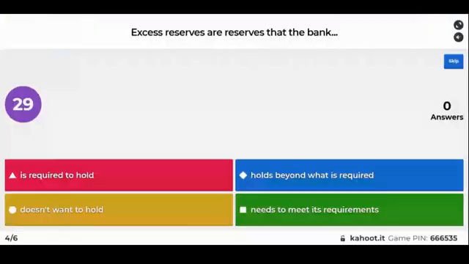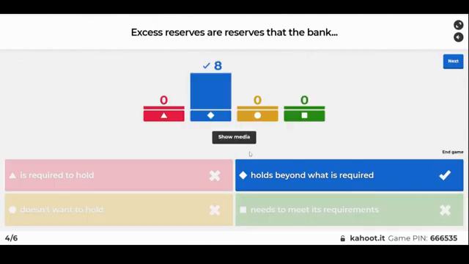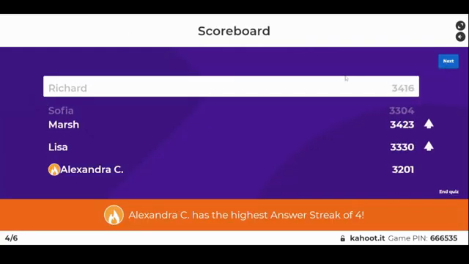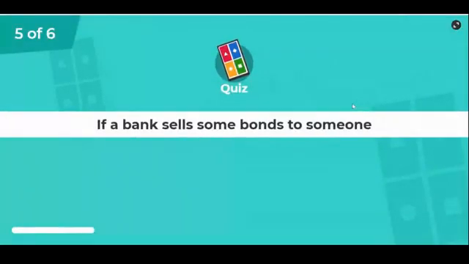Excess reserves or reserves of the bank what? Is required to hold, holds beyond what is required, doesn't want to hold, or needs to meet its requirements. I did say this in passing, although very good. Everyone got it right anyway. Excellent. Now Marsh has crept ahead.